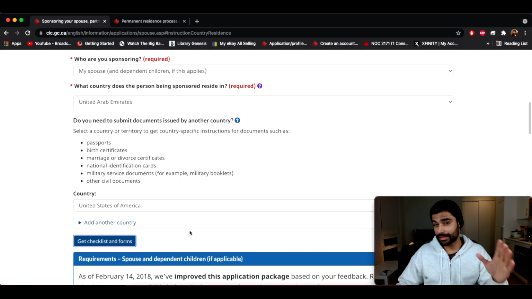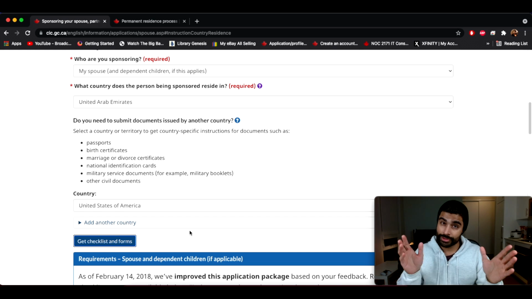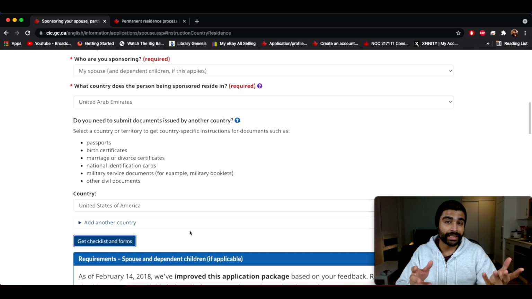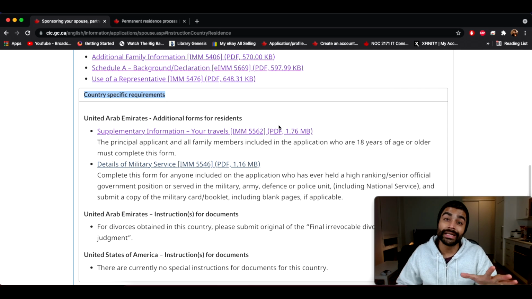So if this page does not tell you to submit this 5562, there is really no need to submit this in my opinion. But if you still want to submit this, I don't think there is any harm in submitting that. The online portal is going to allow you to submit that. But use your best judgment to decide if you really want to submit this, even if the page doesn't tell you. If you're confused, then the best option is to call IRCC and verify. But I would say if this page is telling you under country specific requirements to submit this form, only submit it then. If it doesn't say that, then you can leave it.